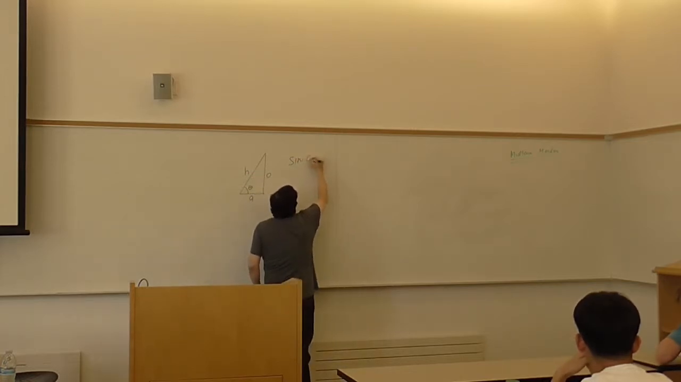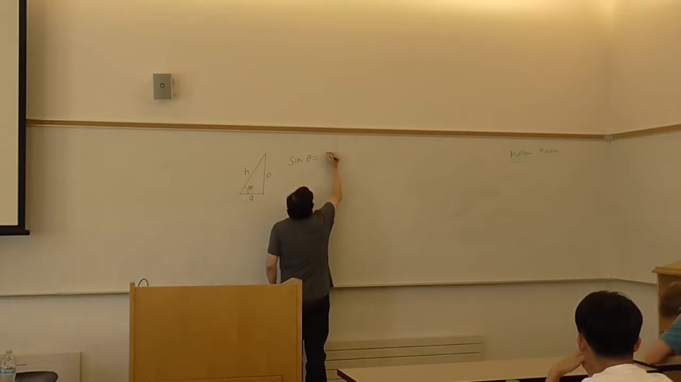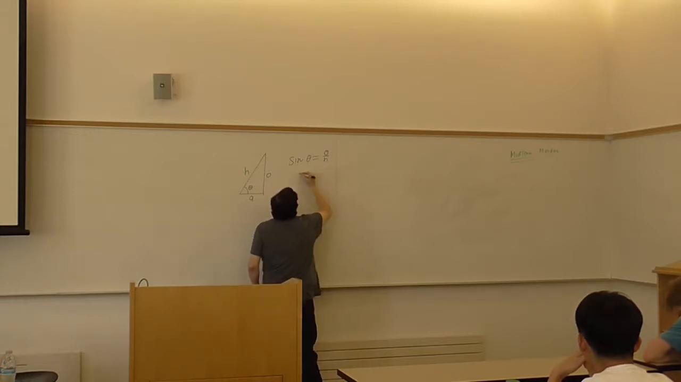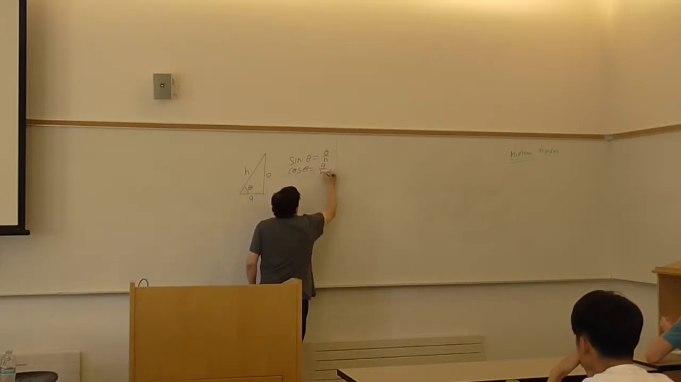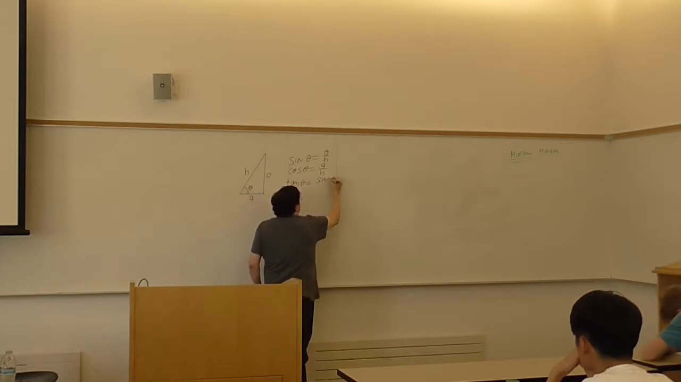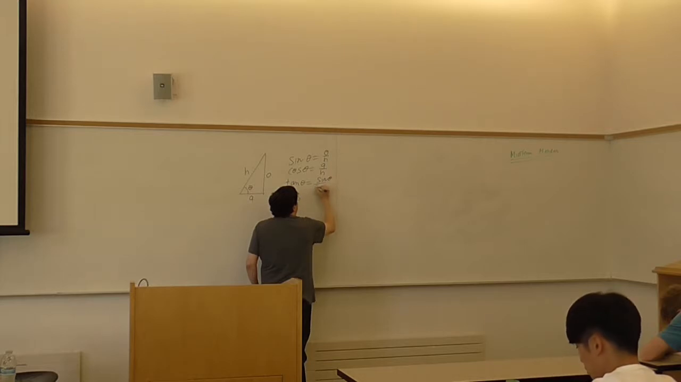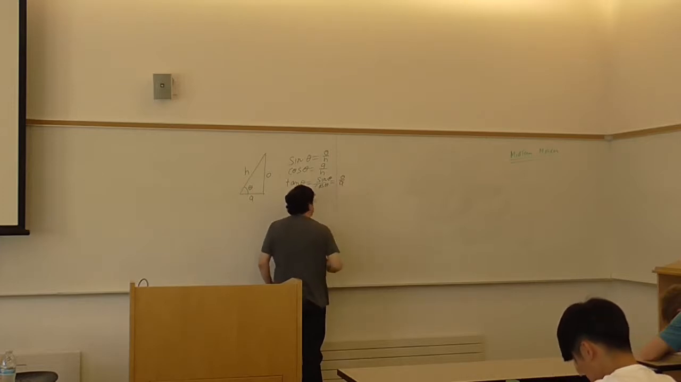We have the sine of theta equal the opposite over the hypotenuse. Cosine of theta is adjacent over the hypotenuse. The tangent of theta is, if you like, the sine over the cosine, or the opposite over the adjacent.